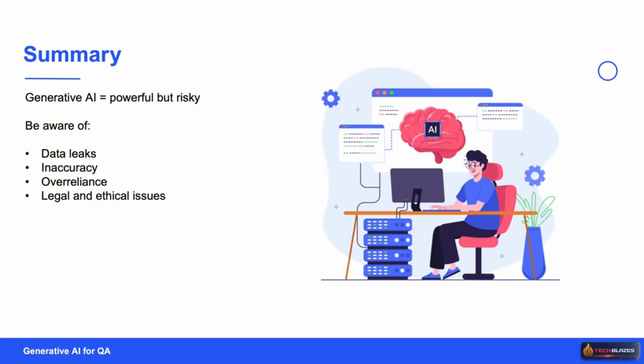So to wrap it up, AI is incredibly powerful, but it's not risk-free. The main dangers come from data exposure, inaccuracy, over-reliance, and unclear legal ground. As QA engineers, our job is not just to use AI, but to use it safely and responsibly. When we combine automation with awareness, we make sure that AI works for us, not against us.